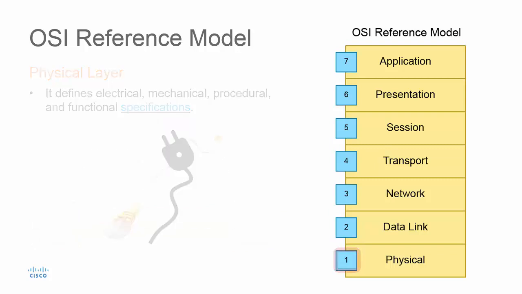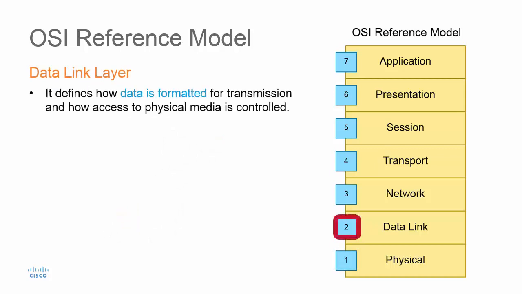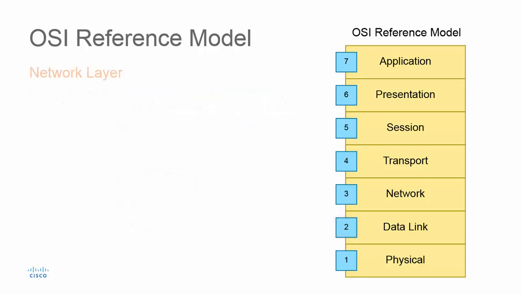Next up is the data link layer. As the second layer, it defines how data is formatted for transmission and how access to physical media is controlled. This layer also typically includes error detection and correction to ensure a reliable delivery of the data. Do you know which devices are considered layer 2? Those would be switches. The network layer is the third layer.